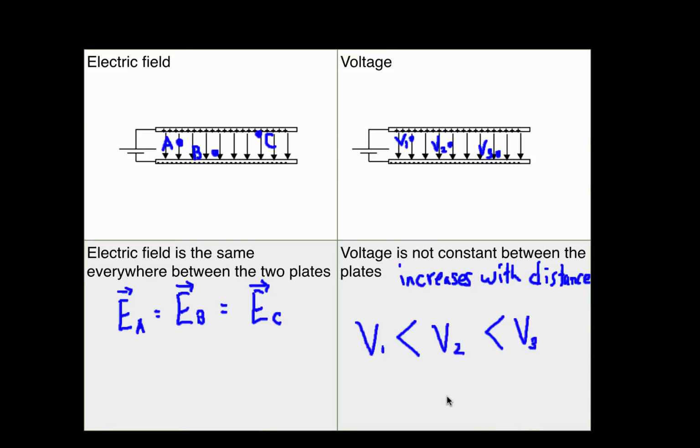This is because you're getting more and more of the battery's voltage the further down you go. If you only go to point 1, you get a little tiny bit of the voltage from the battery. If you go to point 2, you get a little bit more, and point 3, you get a little bit more, and if you go the whole distance, you get the whole battery's voltage.